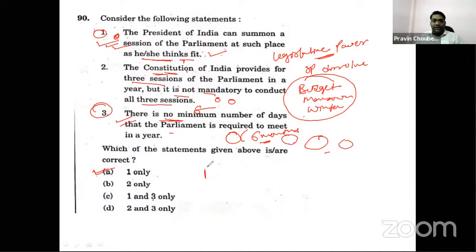Again, a question from parliament sessions and president's power. So you should know the president's powers: executive power, legislative power, meaning pocket veto power of the president, ordinance making power of the president, and judicial power of the president. You should cover all these powers of the president.